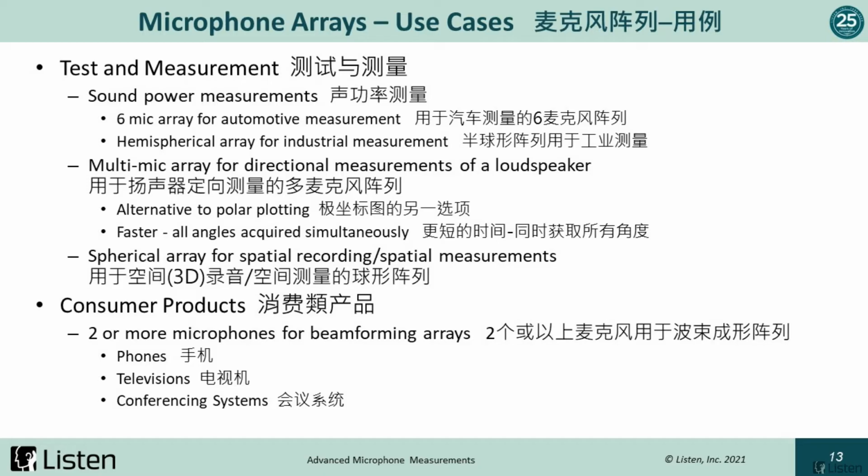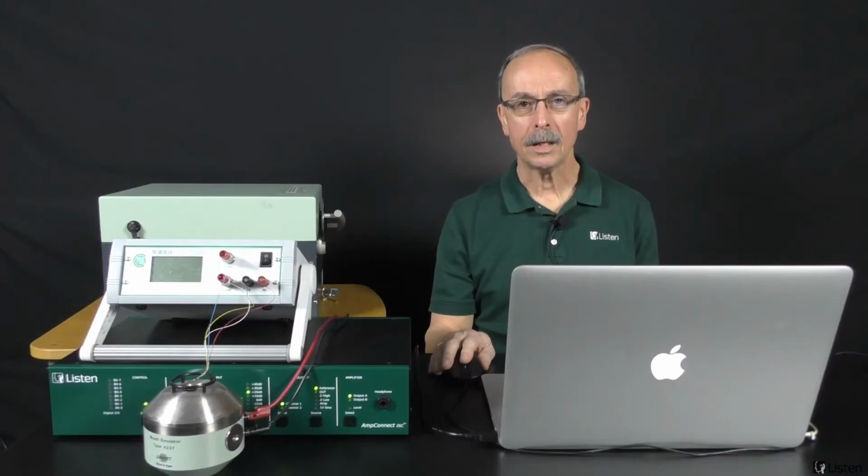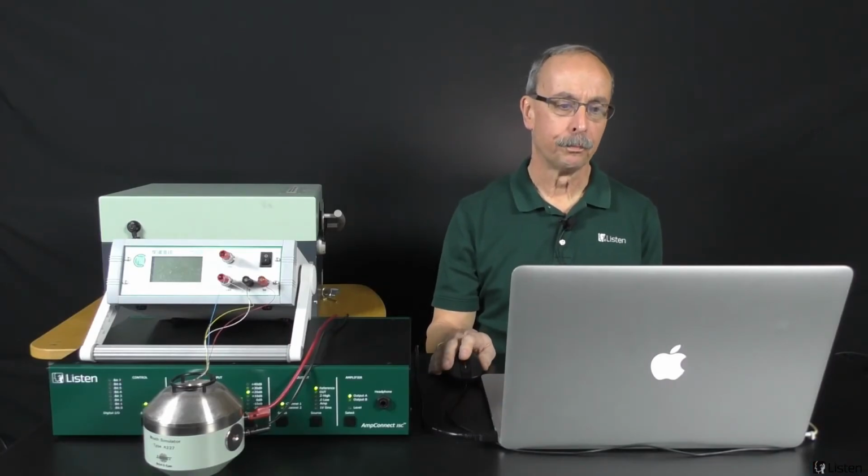People use spherical arrays for spatial recordings or spatial measurements. And in consumer products, we may use 2 or more microphones to create a beam-forming array. And again, a practical use might be in a phone, a television, or some sort of conferencing system where beam-forming is required. So let's talk a little bit about sound power.